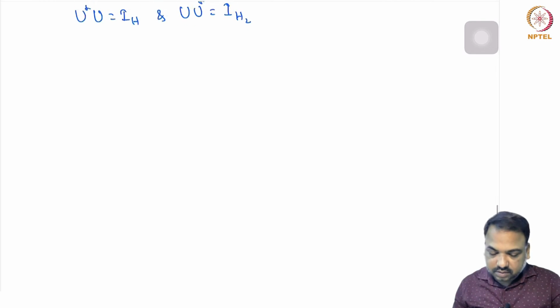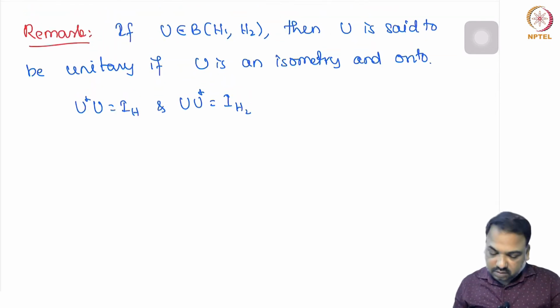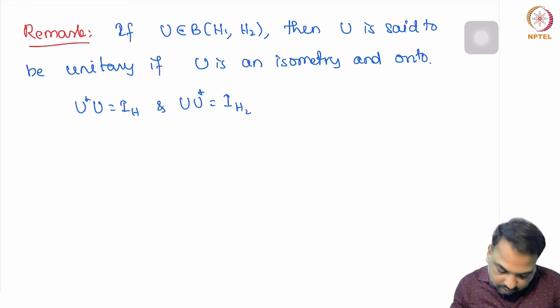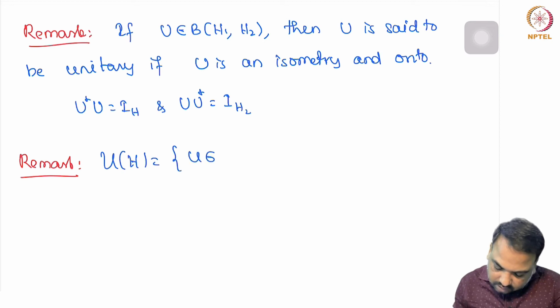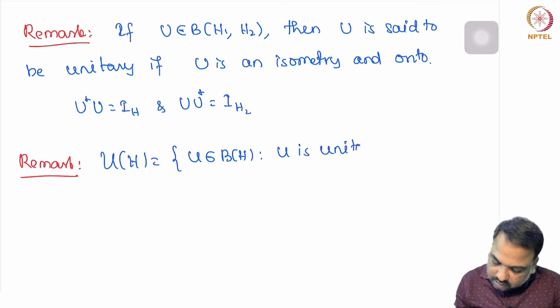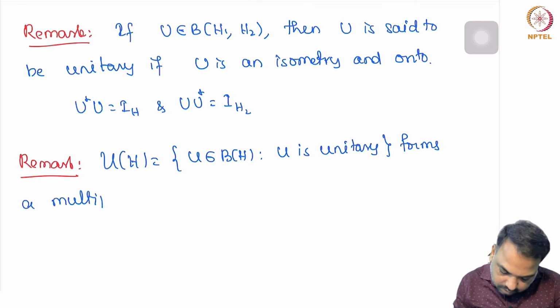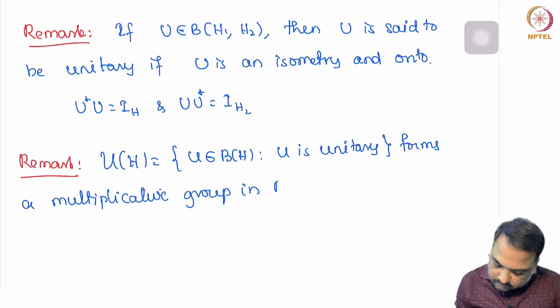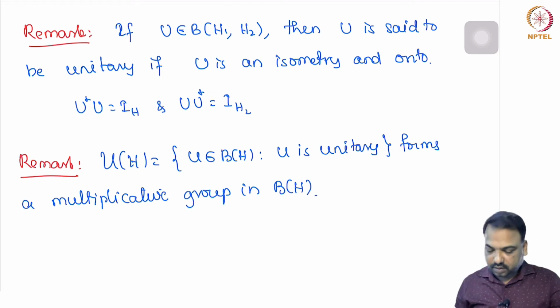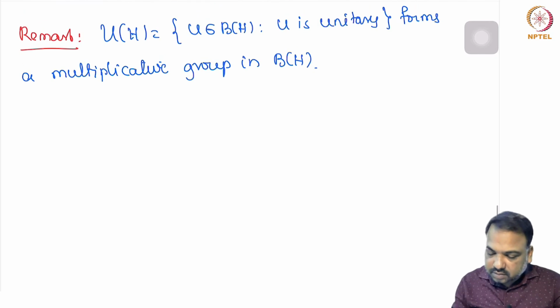Next we want to define partial isometries. So here we have one observation. You collect the set of all unitaries in B of H such that U is unitary, then it forms a multiplicative group in B of H. Okay. So next we discuss about partial isometries.